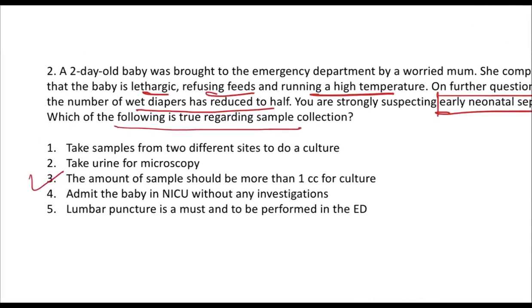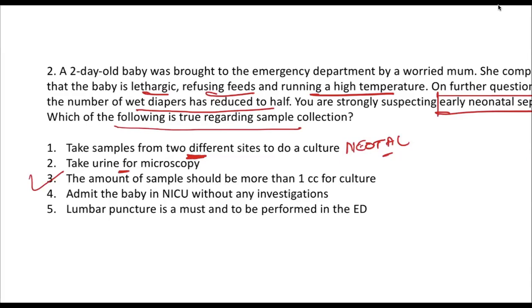Taking 2 samples in a neonate is not preferred; if possible, you can take at least 1 sample. In adults, we say that at least 2 samples from 2 different sites are required. In the pediatric age group, 1 sample is sufficient. Two samples are not a must. If possible, you can get it, but it is absolutely not a must. That's what you need to remember.